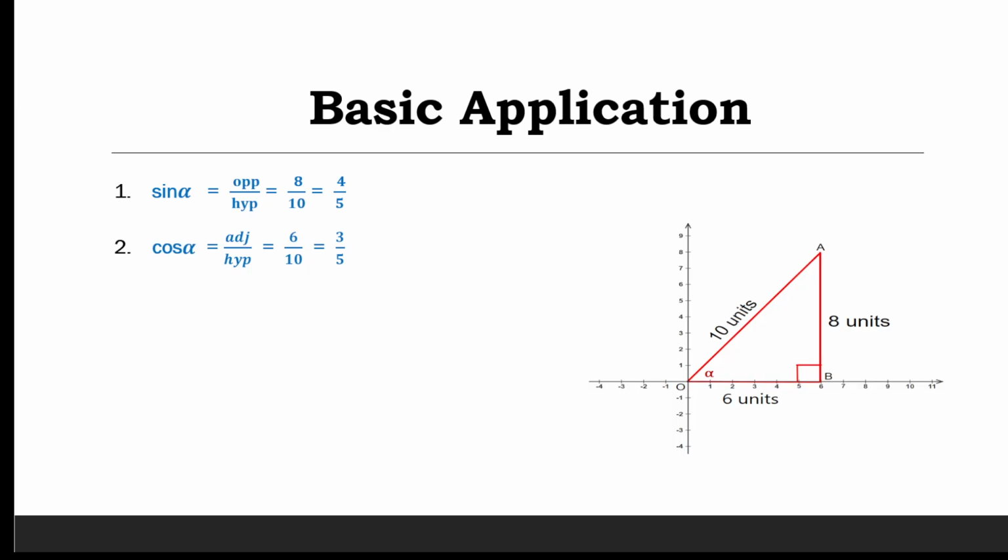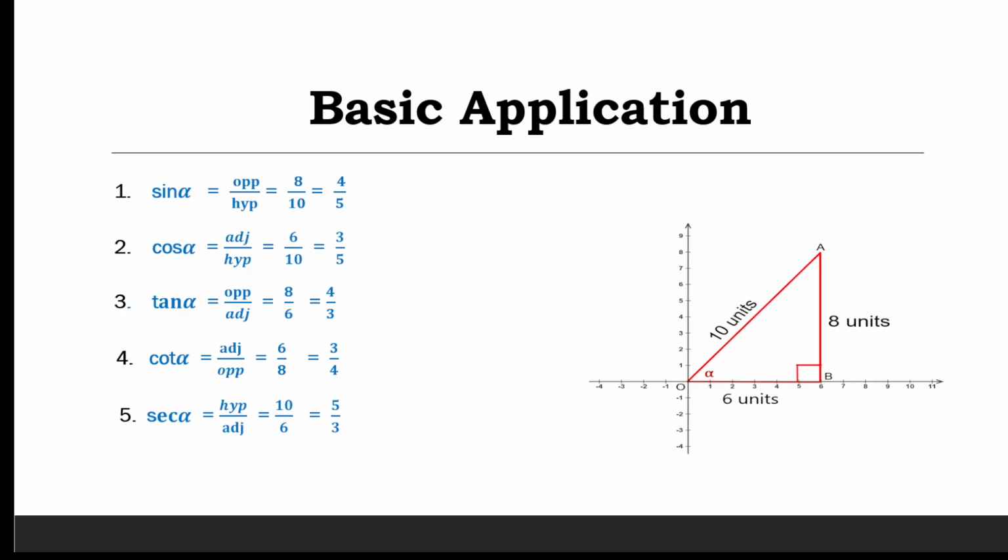Cos alpha equals adjacent over hypotenuse, which is 6 over 10 equals 3 over 5. Tan alpha equals opposite over adjacent, which is 8 over 6, equivalent to 4 over 3. Cot alpha equals the adjacent side, 6 units, divided by the opposite side, 8 units, which is equivalent to 3 over 4. Sec alpha equals hypotenuse over adjacent, which is 10 over 6, equivalent to 5 over 3. And cosec alpha equals the hypotenuse side, 10, over the opposite, 8, which is equivalent to 5 over 4.